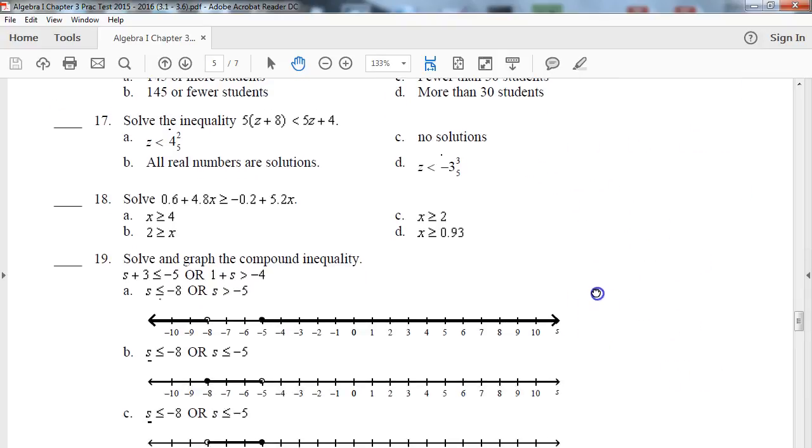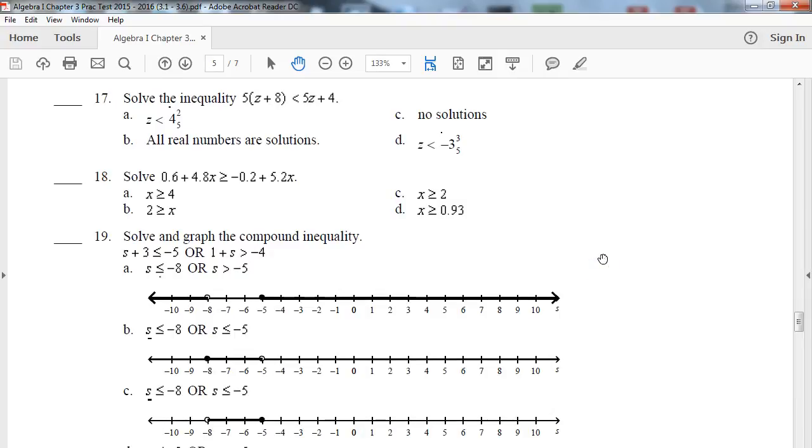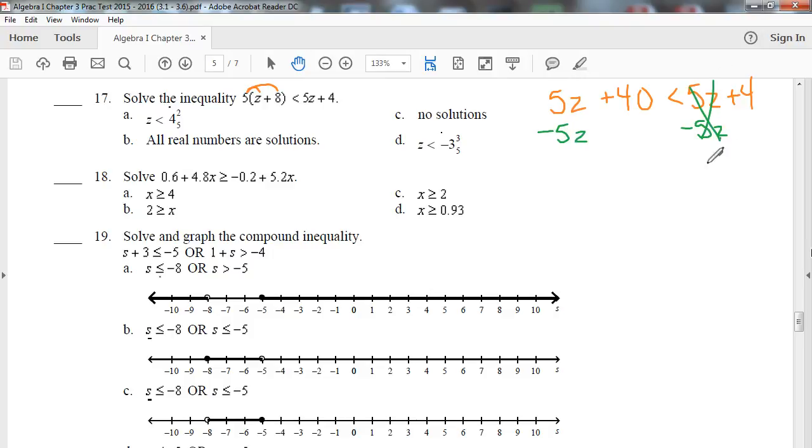Number 17, solve the inequality 5 times the quantity z plus 8 is less than 5z plus 4. I would start by distributing this 5. That becomes 5z plus 40. 5 times 8 is 40. Less than 5z plus 4. And there's no like terms on either side to combine, so we can move our variables to the left. But you'll notice when we subtract that 5z to cancel out this one, it accidentally cancels that one out too. So now we're left with just a number statement.